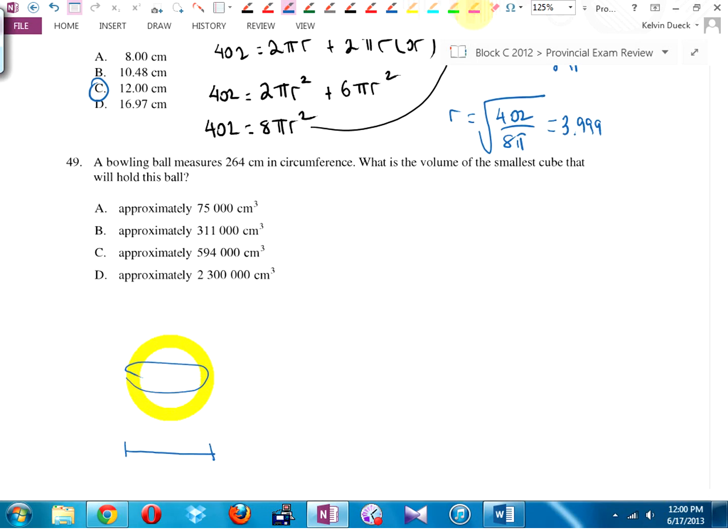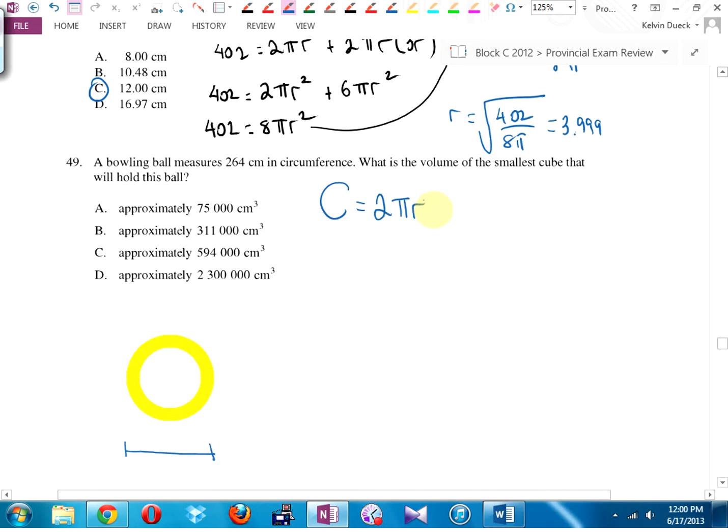Do I have an equation? First of all, what shape is all the way around a bowling ball? Circle. Do I have the equation for the circumference of a circle? What is it? How about in terms of the diameter? Is there one? 2 pi r? Okay, we'll do that.